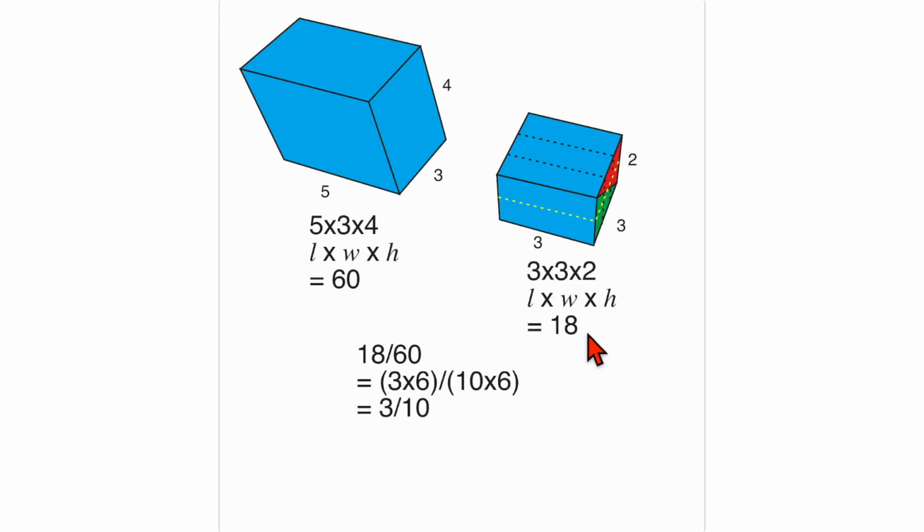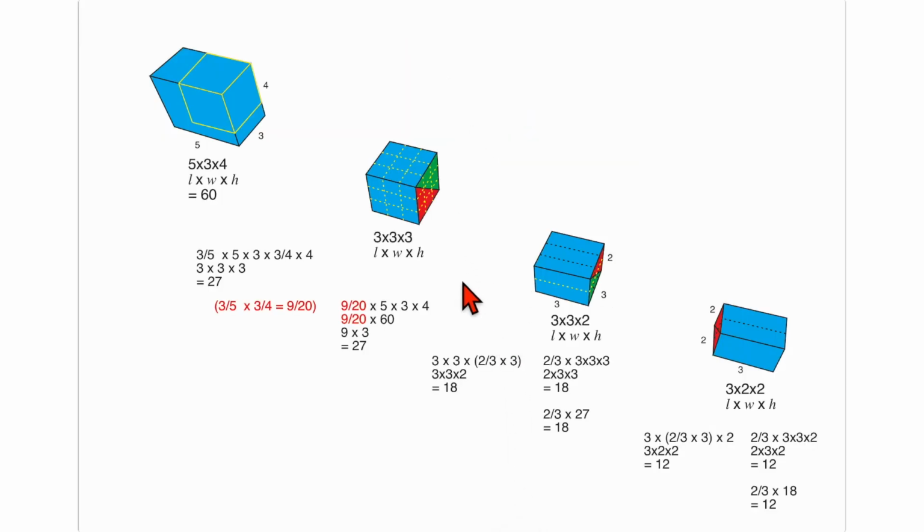This 18 cubic unit prism is 3/10 of this 60 cubic unit prism. It's 18 60ths, or 18 out of 60, which equals 3/10. This is the simplest way to look at the fractional amount. But there is a cube in between these two prisms. So if you look back at these four prisms, there's this cube right here that's in between.